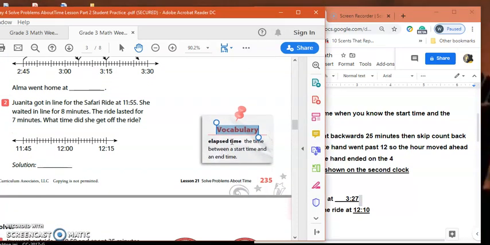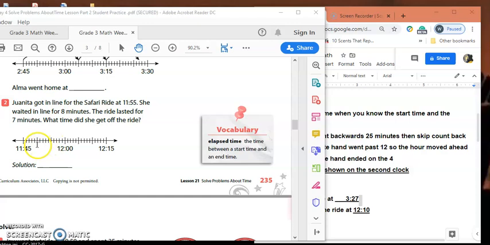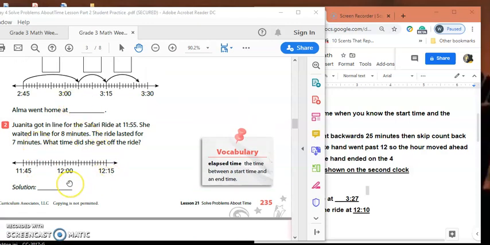Juanita got in line for the safari ride at 11:55. She waited in line for 8 minutes. The ride lasted for 7 minutes. What time did she get off the ride? So again, we're going to use our number line like a clock. Okay, so we're going to start at 11:55, which is here.